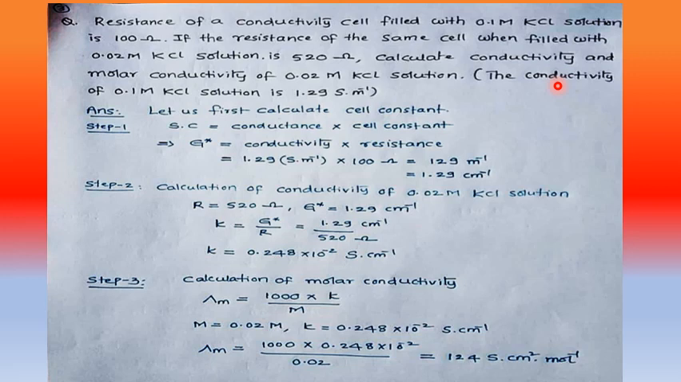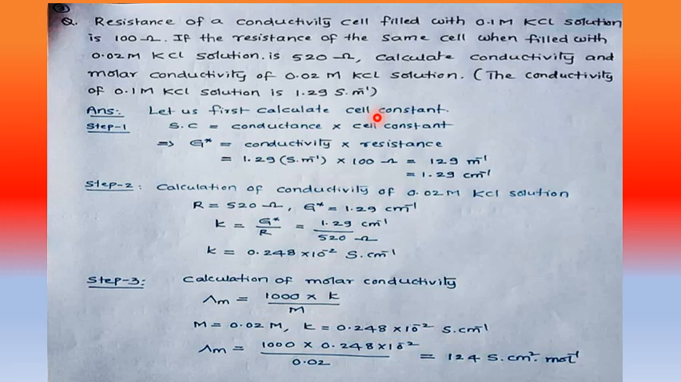The conductivity of 0.1 M KCl solution is given already, 1.29 Siemens meter inverse. Okay students, let us first calculate the cell constant. You should know about the cell constant. Cell constant is a constant. It is fixed for a conductivity cell. It doesn't change. It remains constant. Whether it is 0.1 M concentration or 0.02 concentration, whatever the concentration, cell constant is fixed.